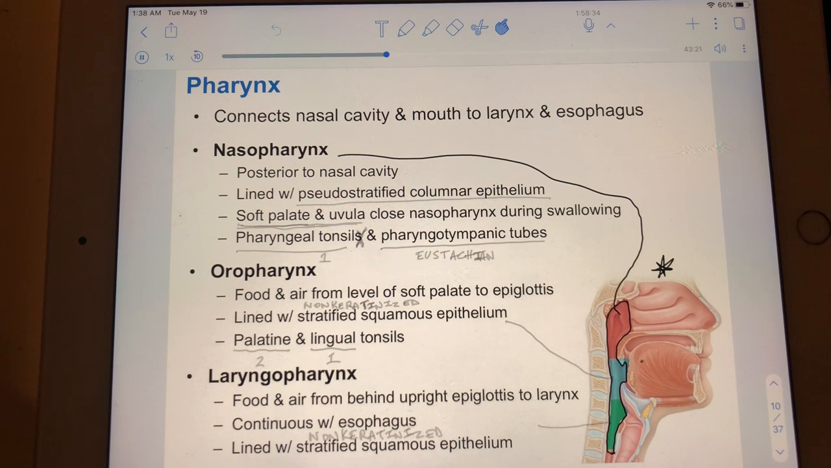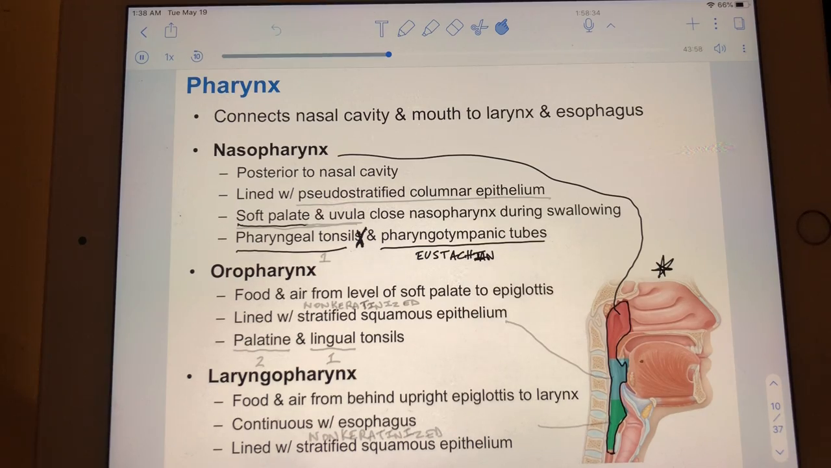Our nasopharynx, this pink color-coded region, sits posterior to the nasal cavity, as I just mentioned. It features the pharyngeal tonsil, just one. It features the two pharyngotympanic tubes. You might know these as Eustachian tubes, and I don't care which one you use. They function to help equalize pressure in the middle ear cavities.